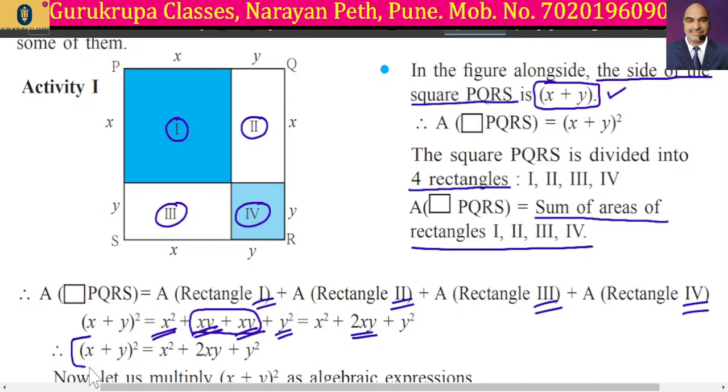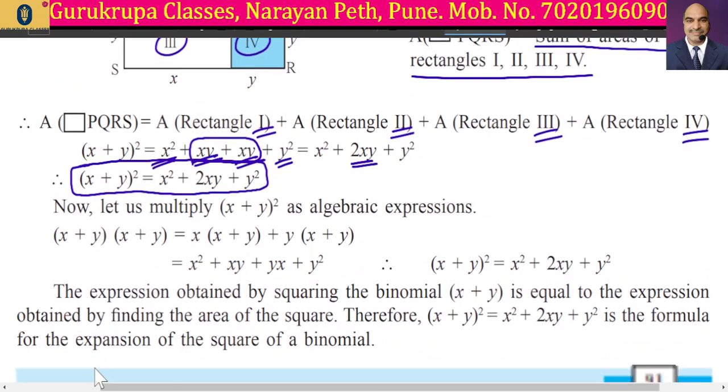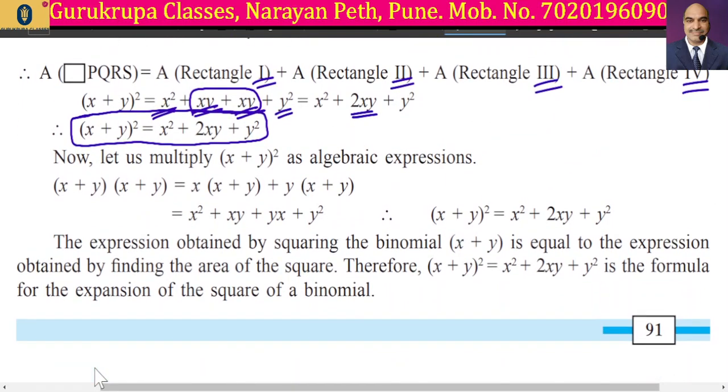So here we get one of the expansion formulae, that x plus y whole square is equal to x square plus 2xy plus y square. So this is our formula we get. So let's multiply x plus y square as an algebraic expression. Now this we got according to the figure, but if we expand this form, then what do we get? X plus y whole square means x plus y into x plus y.